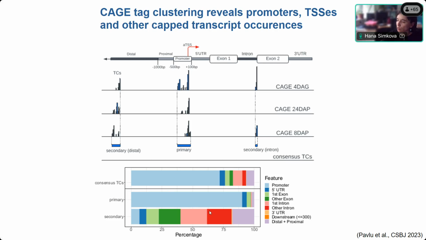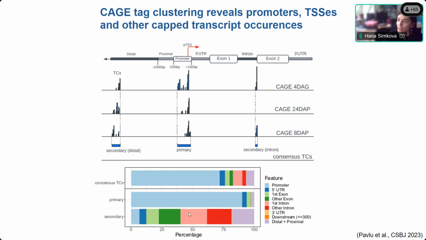So we consider these secondary transcription starts to be a mixture of unannotated promoters, secondary or alternative promoters, non-coding RNA promoters, and also some enigmatic transcription products, or even recapping events.